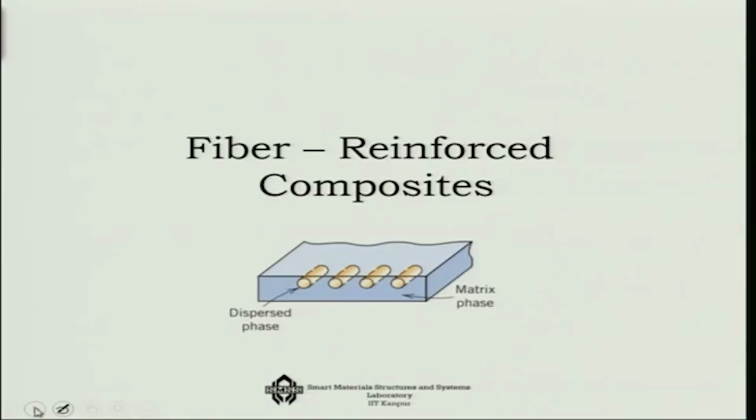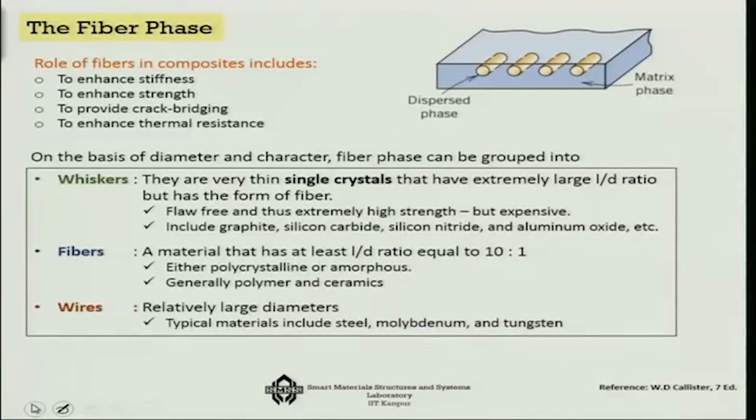Now how about the fiber reinforced composites? Here, as you know, the dispersed phase is the fibers, and then you have the matrix phase in it. So what is the role of these fibers? You are getting better stiffness, better strength, and it also works like crack bridging. So if a crack wants to propagate, even if it propagates, each one of these fibers works like a bridge, because they will not give up so easily. So they work like a crack bridge, and it enhances the thermal resistance of the system.